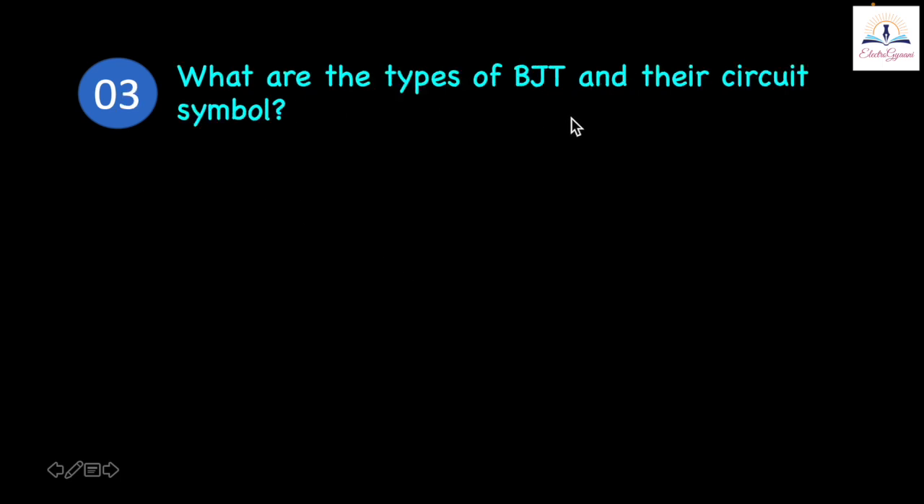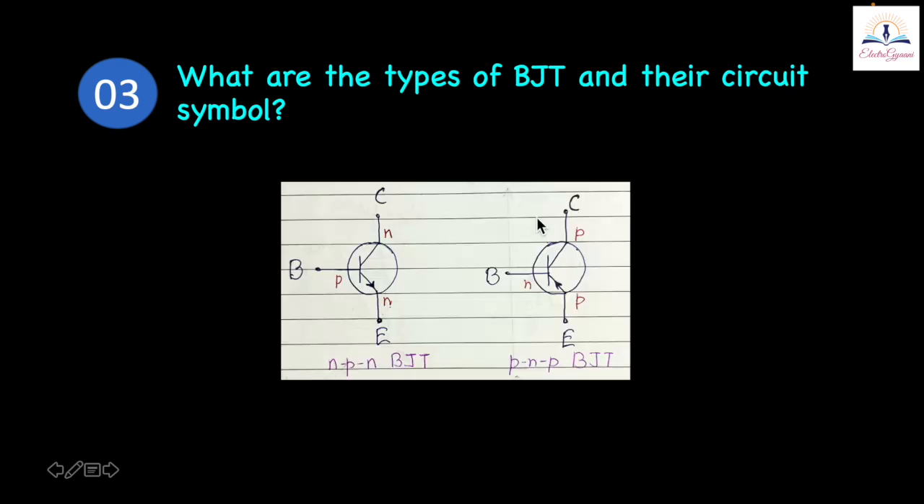Now what are the types of BJT and their circuit symbol? So there are two types of BJT, NPN BJT and PNP BJT, and these are the circuit symbols of NPN and PNP. Here you should note that this arrow is showing the direction of the current flow, not the electron. This is the current flow direction. So current flows from P to N, that's why the arrow will get reversed in PNP BJT.